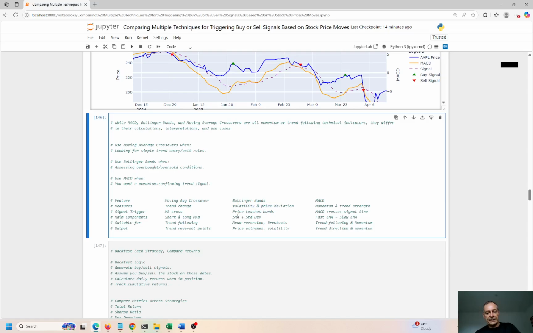Bollinger Bands give us volatility and price deviation, price touches on bands, SMA, and standard deviation, mean reversion and breakout, price extreme volatility. And MACD focuses on momentum, trends, and trend strength. MACD crossover signal, fast EMA, exponential moving average, slow EMA, trend following and momentum, and trend detection and momentum.